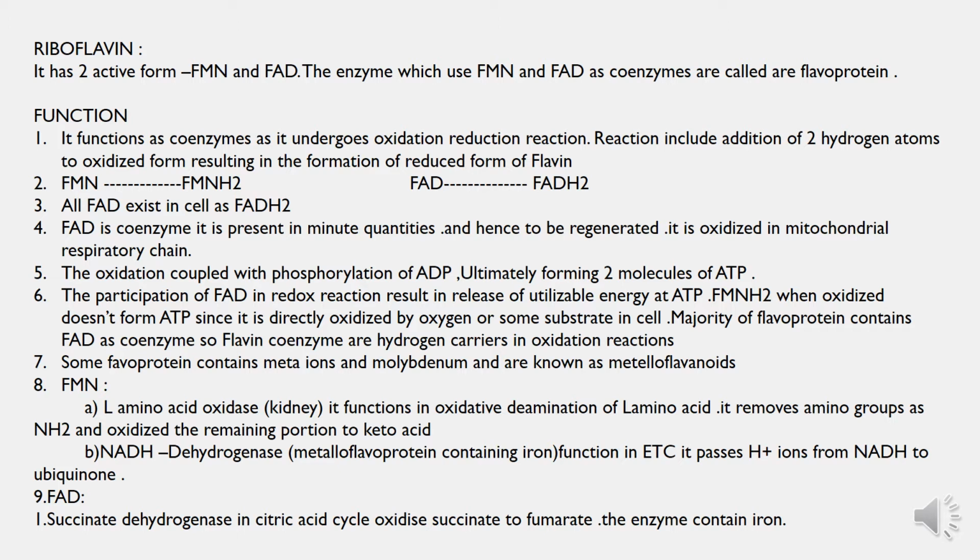FMN: L-amino acid oxidase in the kidney functions in oxidative deamination of L-amino acids. It removes the amino group as NH2 and oxidizes the remaining portion to a keto acid. NADH dehydrogenase functions in the ETC. It passes hydrogen ions from NADH to ubiquinone. FAD: succinate dehydrogenase in the citric acid cycle oxidizes succinate to fumarate. The enzyme contains iron.